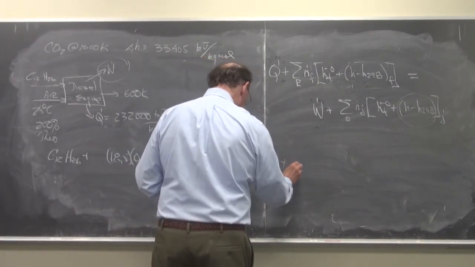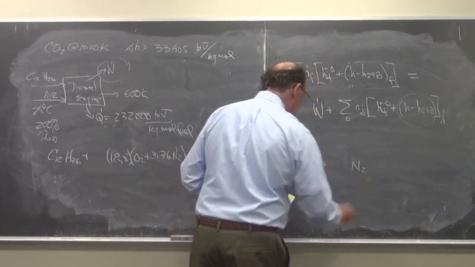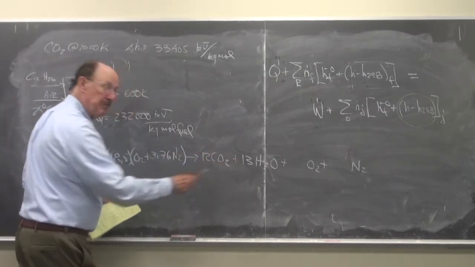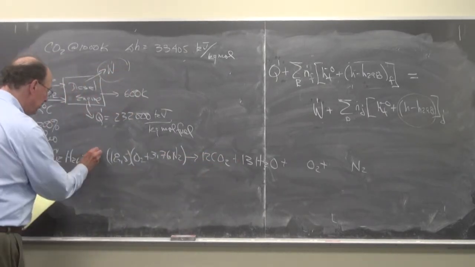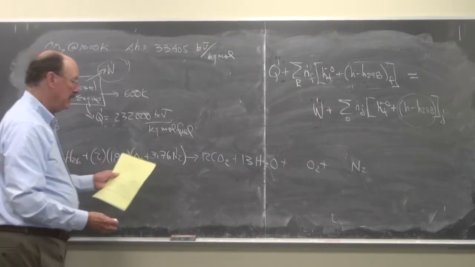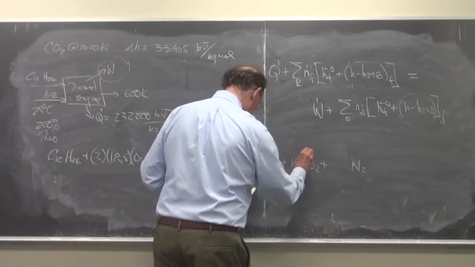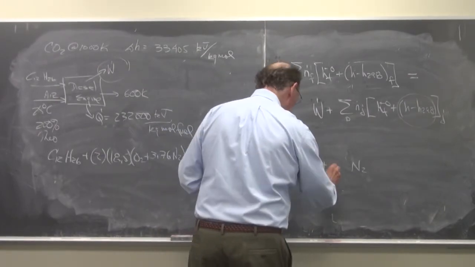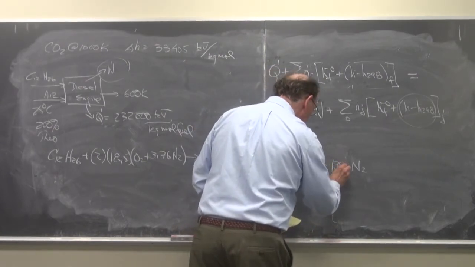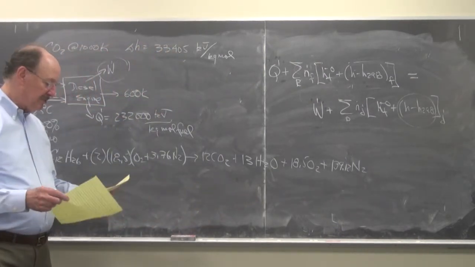Plus O2 plus N2. Now, what happens is 18.5 balances this for 100%. We have 200%, so I need a 2 in front of this. And so that gives me 200% theoretical air. And here we have 18.5. And the nitrogen number is 139.12. So that gives me the balanced equation.